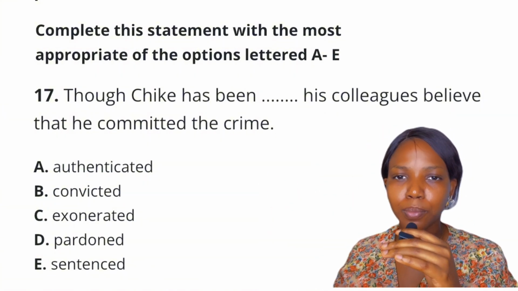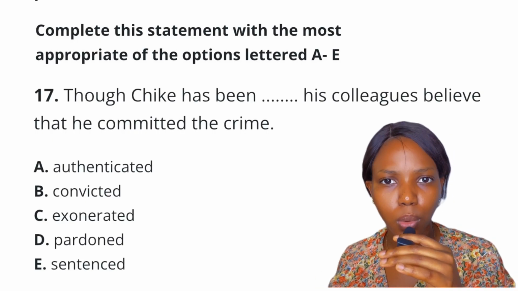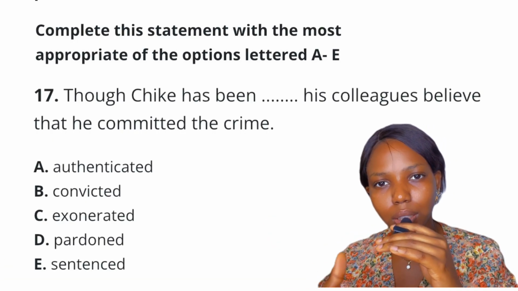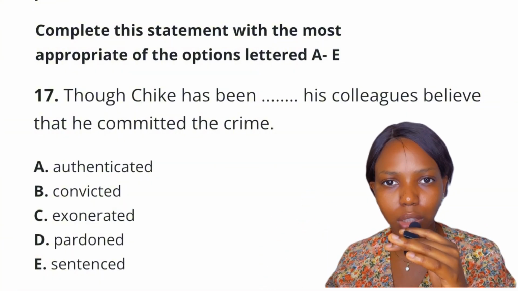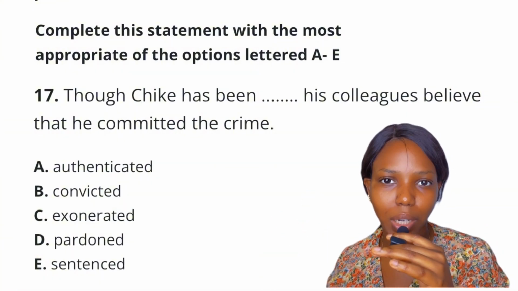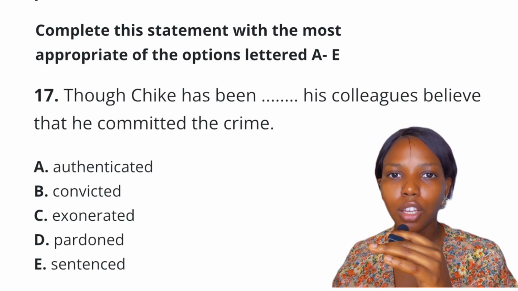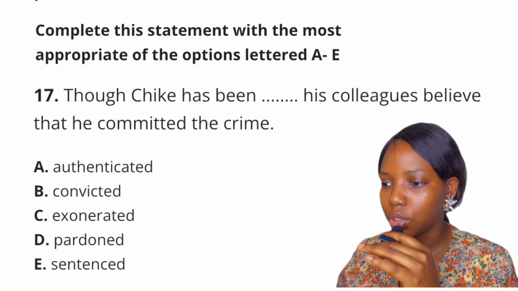It's just like saying, "Though it was raining, she went for a walk." So "though" is introducing the contrasting idea, which is it was raining. Raining, you're not supposed to go out, right? But she went for a walk still. Same thing here. So let's take a look at the options.